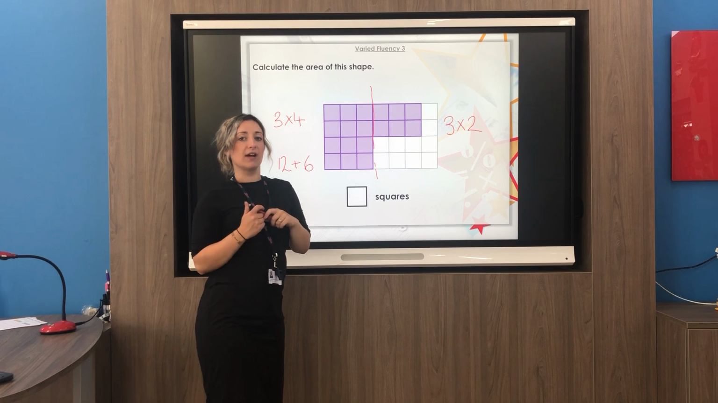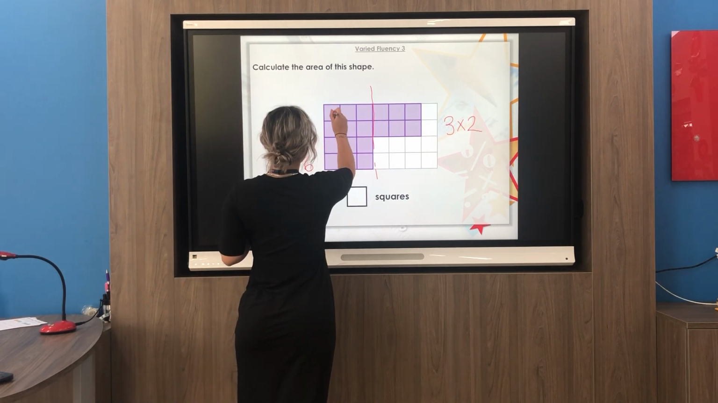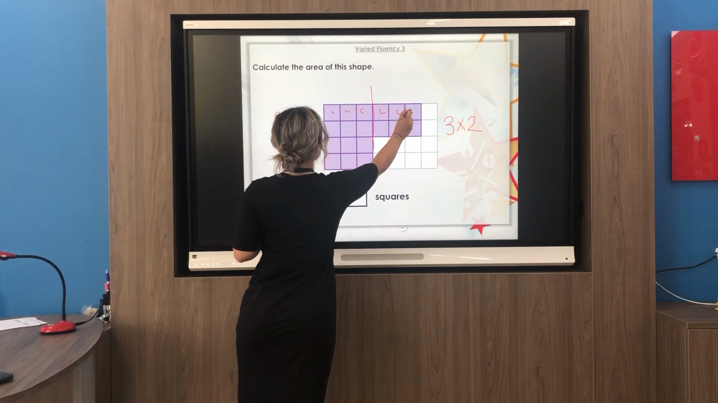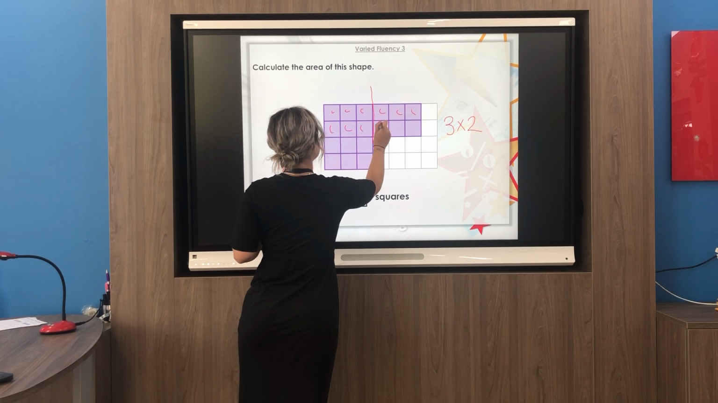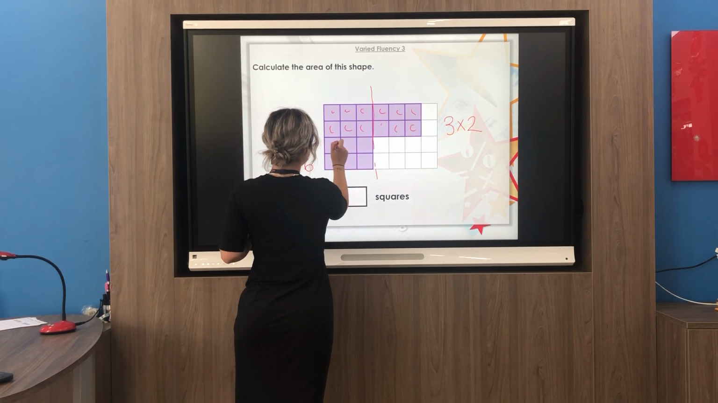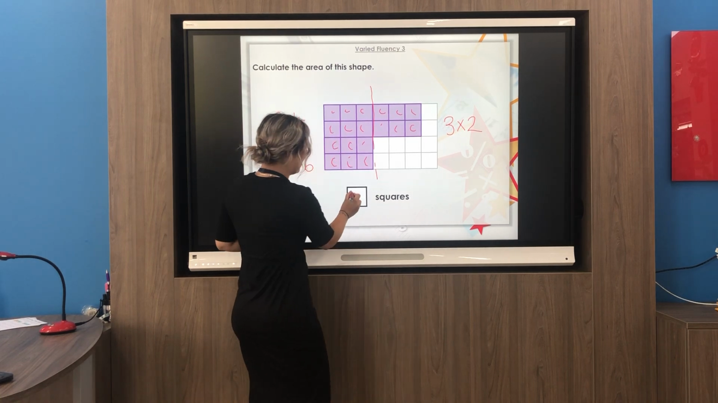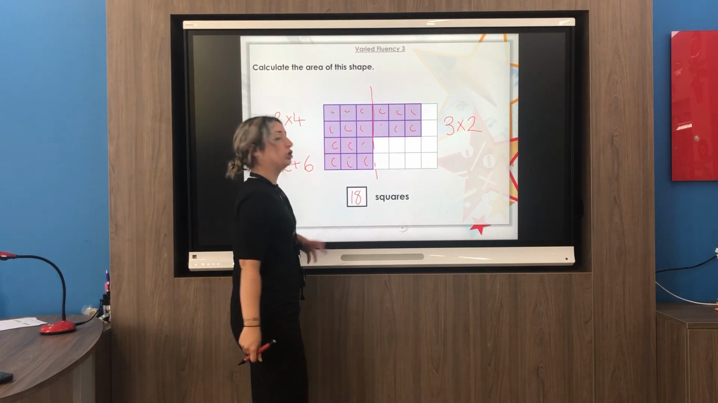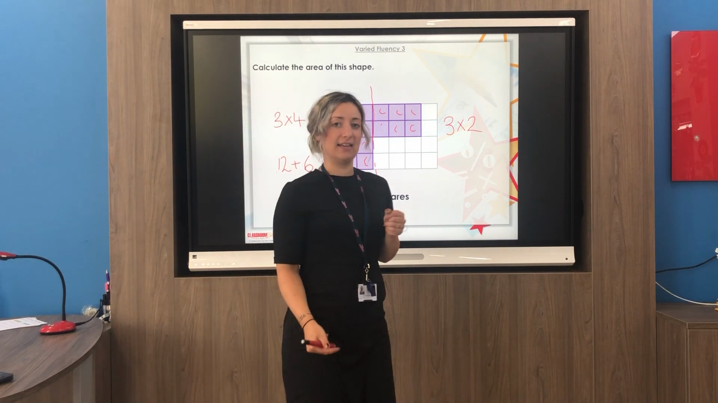Let's check before I write it down there. So I've got 1, 2, 3, 4, 5, 6, 7, 8, 9, 10, 11, 12, 13, 14, 15, 16, 17, 18. So that method has worked for us. Choose whichever method you find easiest.